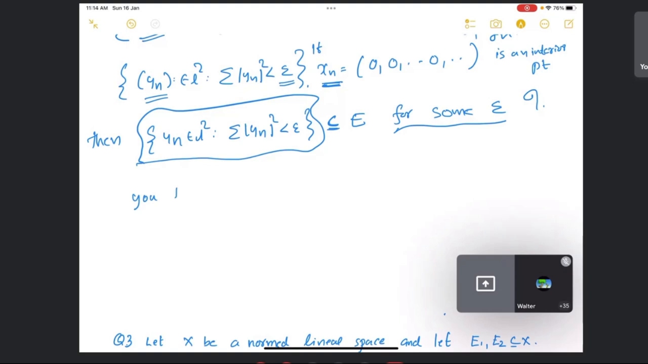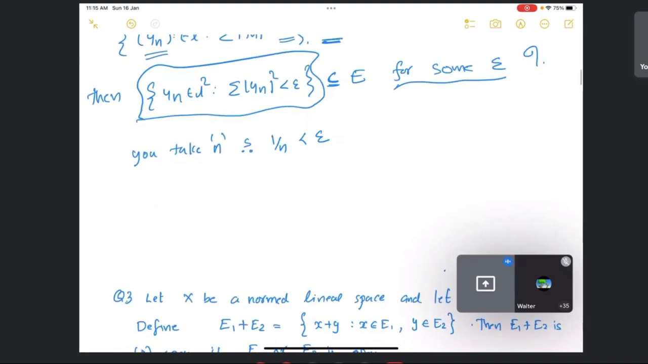You take a 1 by n which is less than epsilon. You take an n such that 1 by n is strictly less than epsilon. Then you consider the sequence yn which is 0, 0, 0, 0, and on the nth coordinate you put epsilon, or rather root epsilon. I mean, if you take root epsilon, then everything will be easy. So this will be root epsilon, the rest are 0. So this is the nth term.